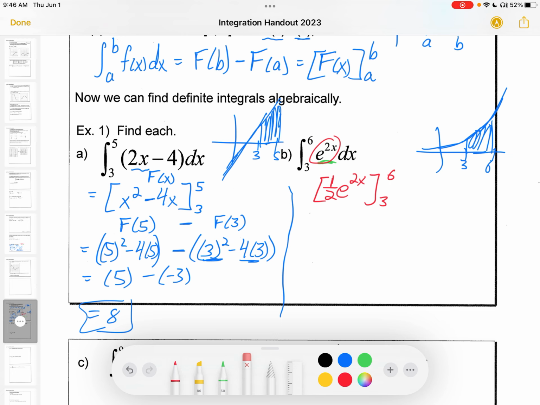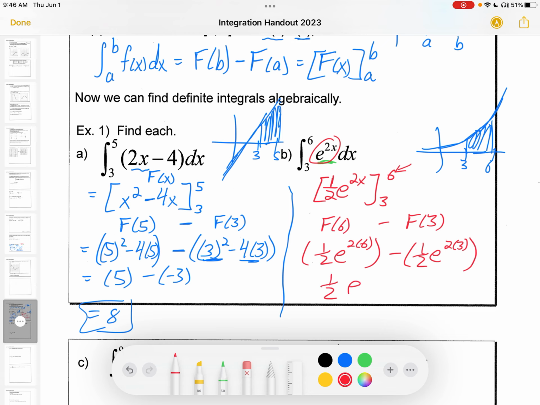Once I have that correct antiderivative, all I need to do is sub in. So there's the antiderivative. We're going to sub in 6 and 3, and it's always going to be the antiderivative of that upper boundary, the one that's up top here, minus the antiderivative of the lower boundary. So that would be 1/2 e to the 2 times 6, which maybe you just want to call 12 right away, and 1/2 e to the 2 times 3.